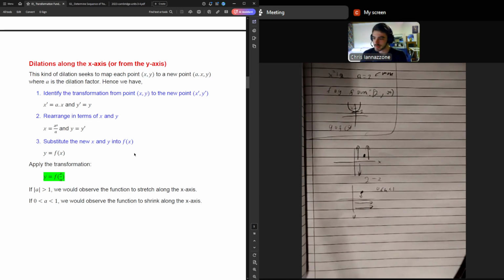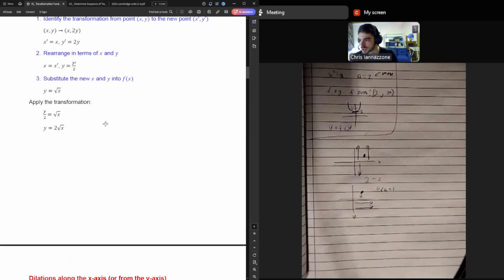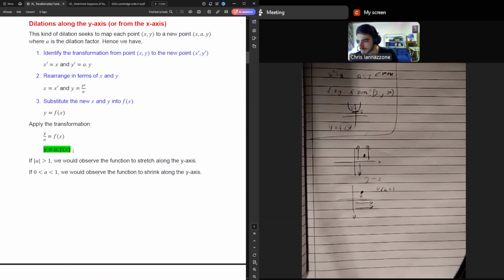Now, one key thing worth mentioning here is that there is no further rearranging to be done for this, because the y is already on its own. And so what you'll find is that whenever you apply a dilation factor from the y, or along the x, it looks like a division when it gets subbed into a function. Versus if you compare that to this dilation along the y, or from the x, it looks like a multiplication.